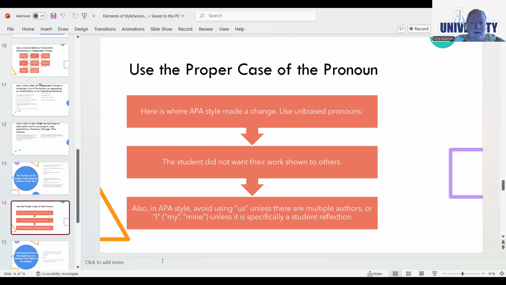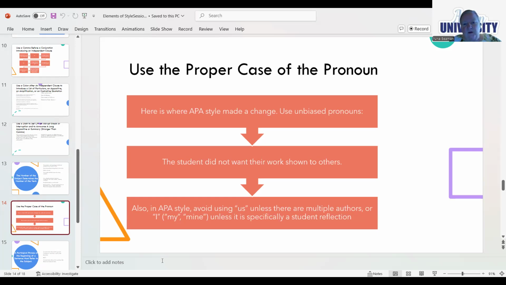It took me a long time to get used to this because I was so used to saying his or her. His or her is just clumsy. So now we're saying the student didn't want their work shown to others, because we don't know male, female. So we use sort of a general their.